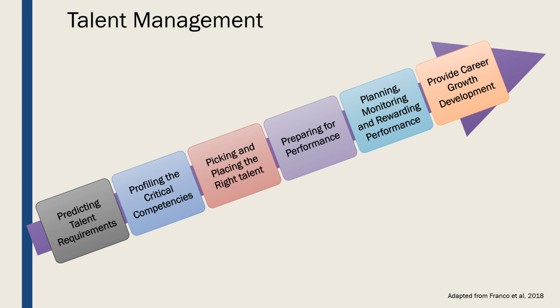Another holistic HR management framework is talent management, which is quite similar, wherein you have predicting the talent requirements of the organization, you profile the critical competencies, you pick and place the right talent, you prepare for performance of that talent. In other words, you orient them on the job, and then you plan, monitor, and reward the performance, and then you provide a career growth development plan for the individuals.